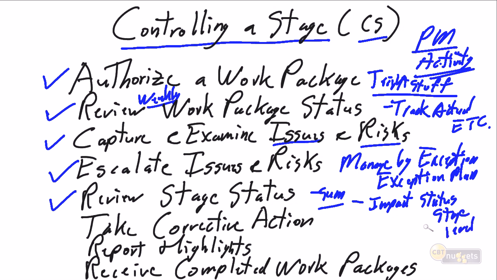If there are issues, if we're running out of variances, we're going to take corrective actions. And again, where necessary, we're going to manage by exception. We're going to create exception plans, and we're going to escalate it to senior management. But hopefully, we, the project management team, can take a lot of actions ourselves to keep the project on track.